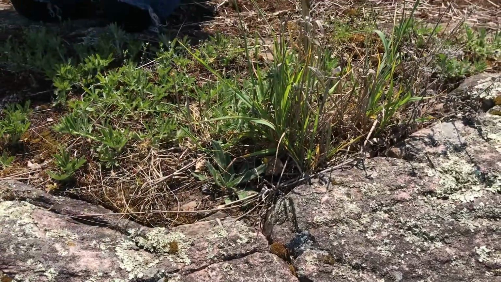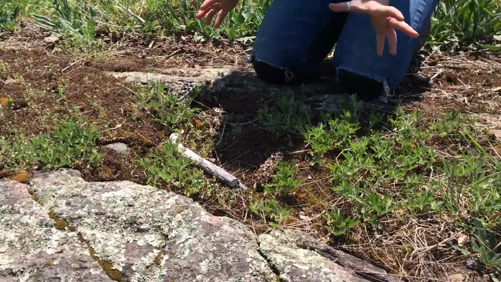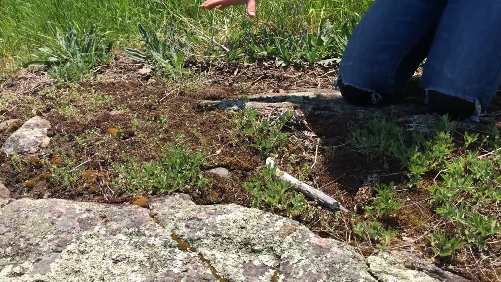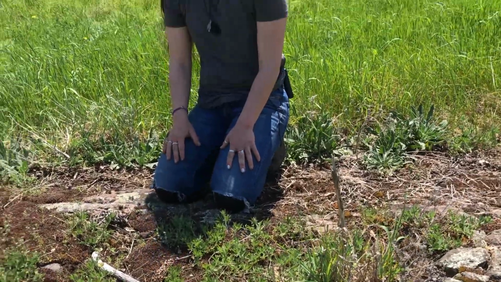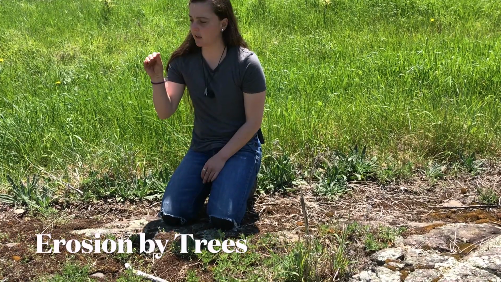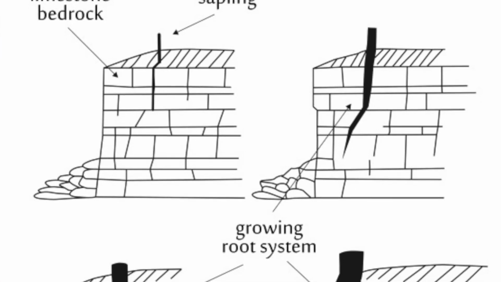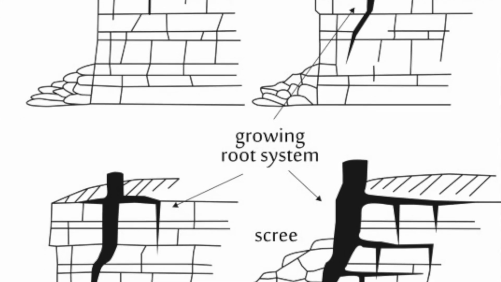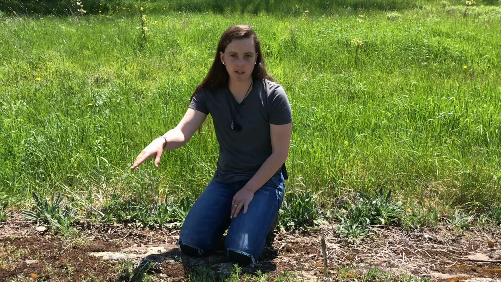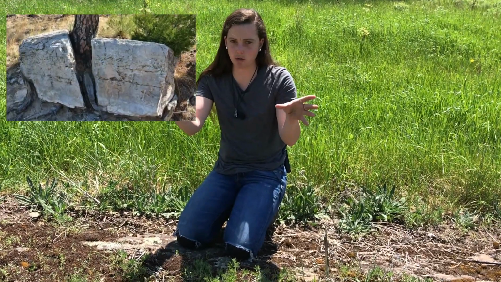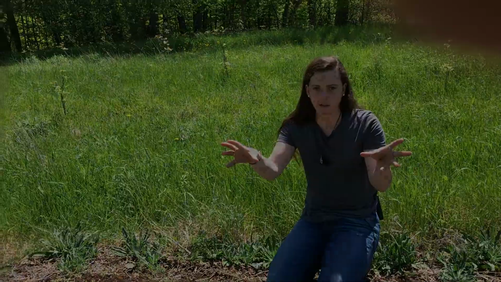But then if you look over this way, we can see more and more plant life growing right on top of this igneous rock. Another way that rocks can be broken down is by plants themselves. Trees, once they drop their seeds, if it's on a rock, that seed will start to sprout, it's gonna start growing roots, and those roots often find themselves in the cracks and crevices of these rocks, and will slowly push those cracks open wider and wider.